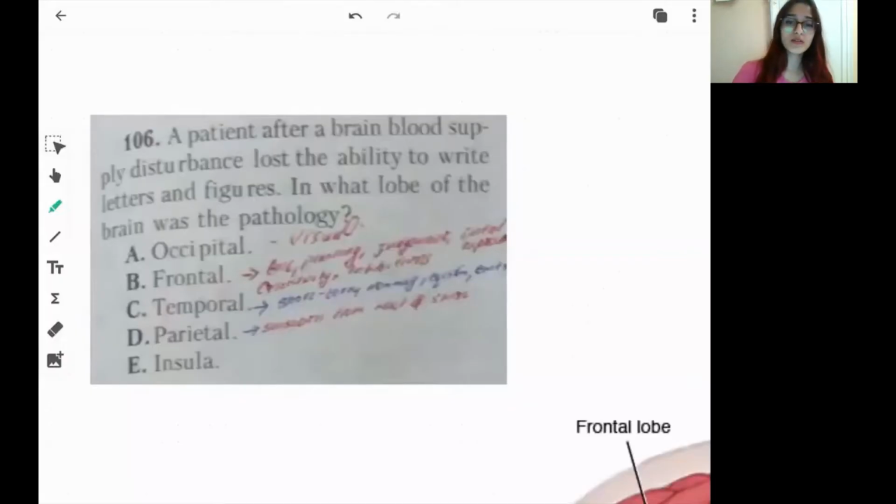Hello everyone. So today let's discuss the cerebral cortex. Again, the question we'll take from the ministry book.